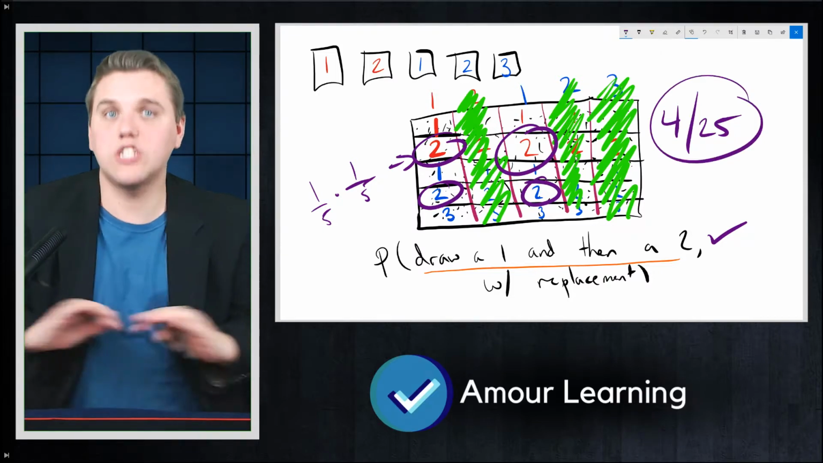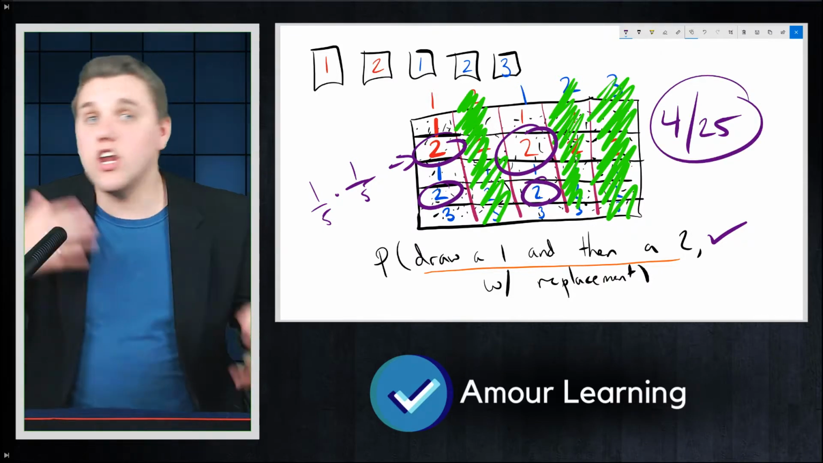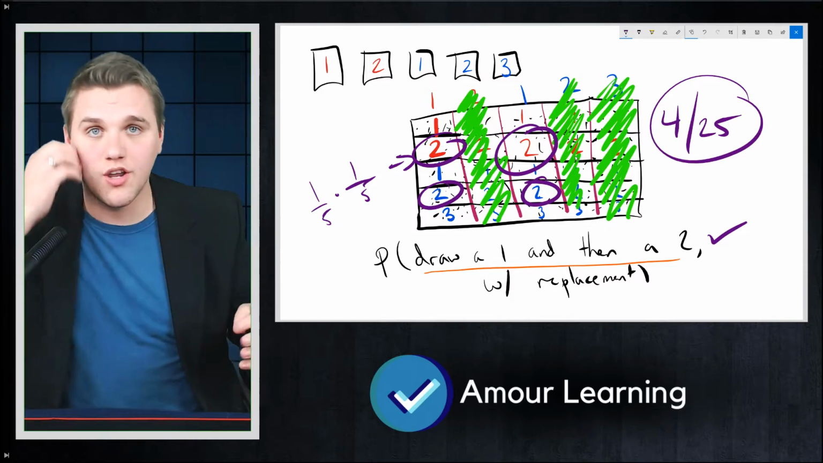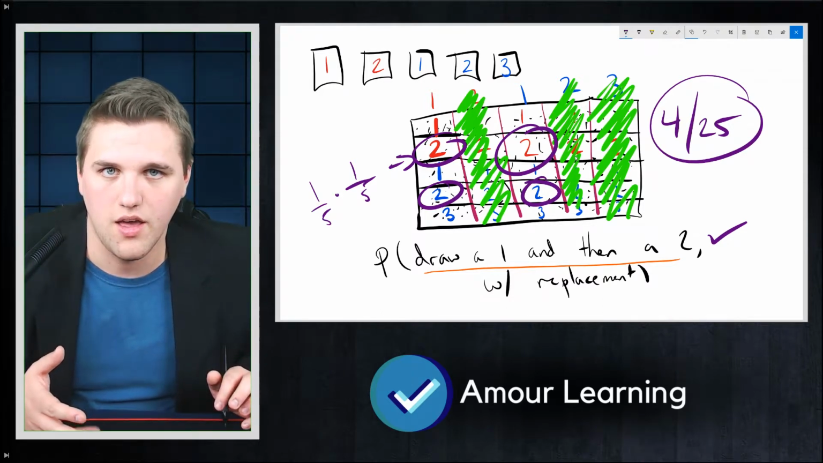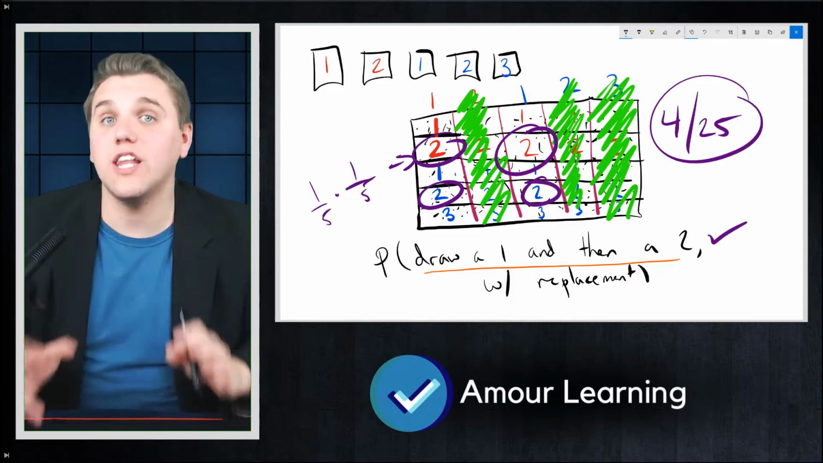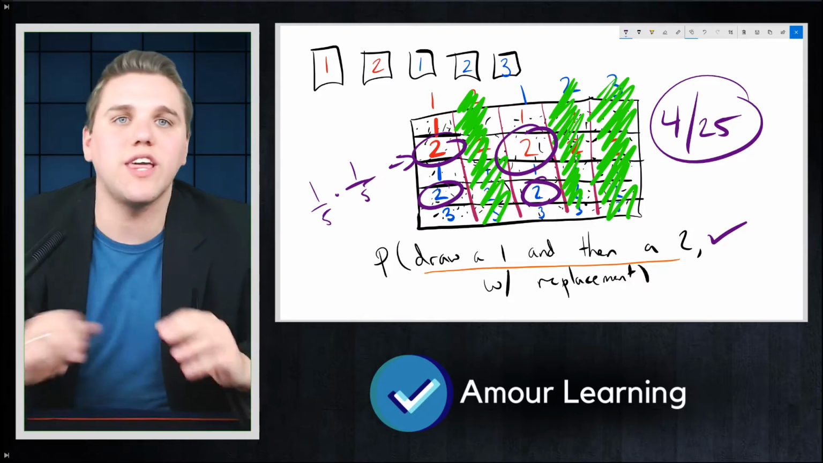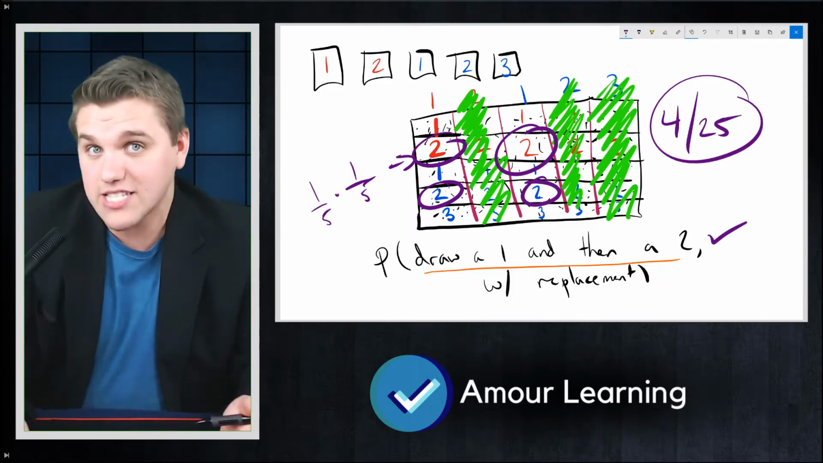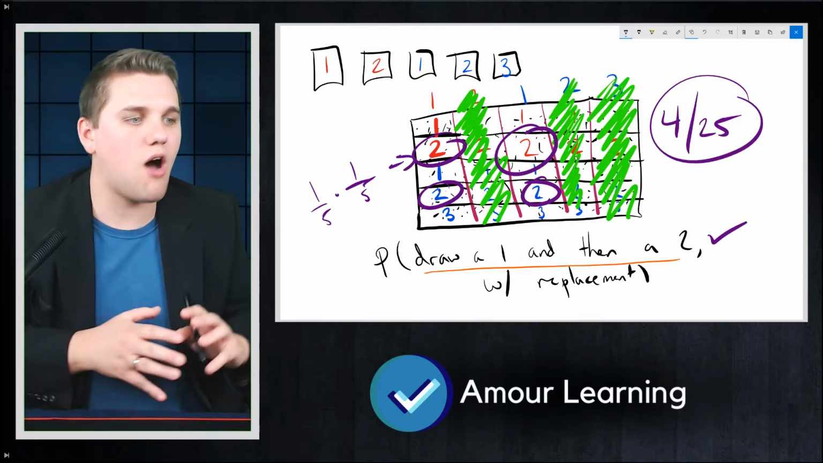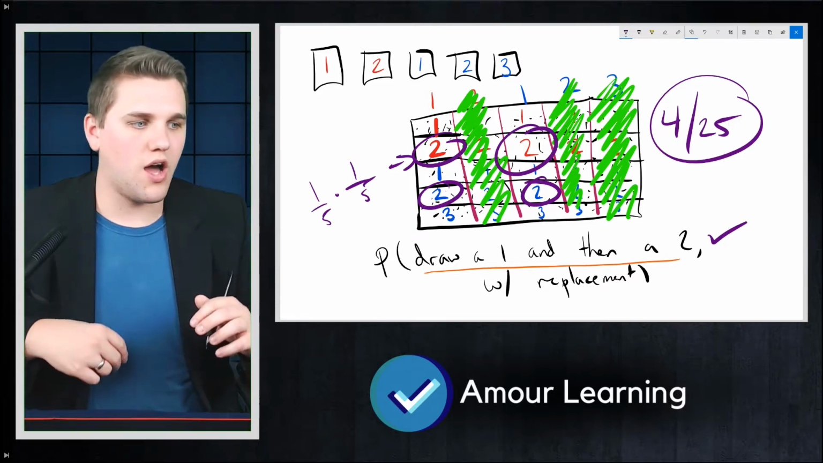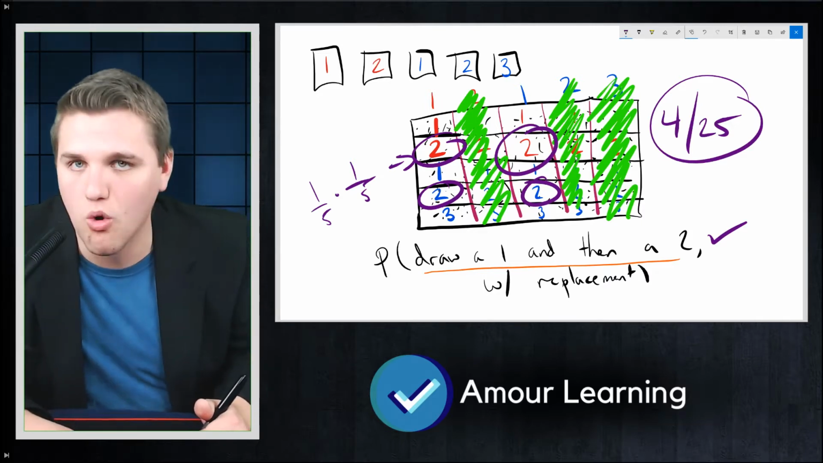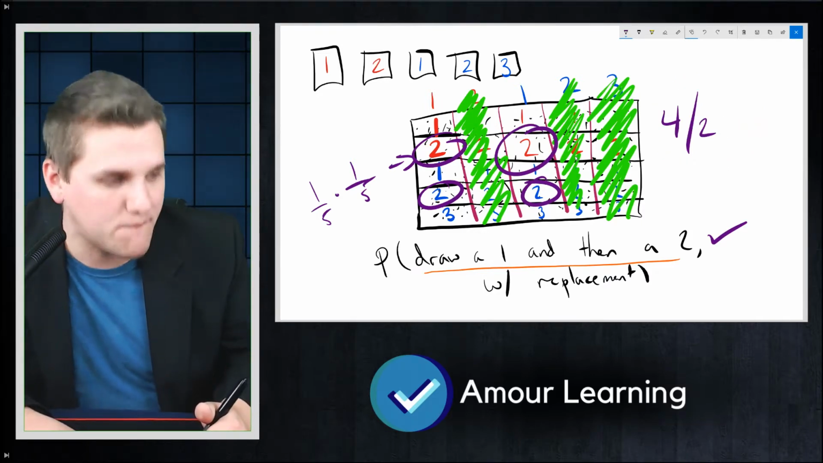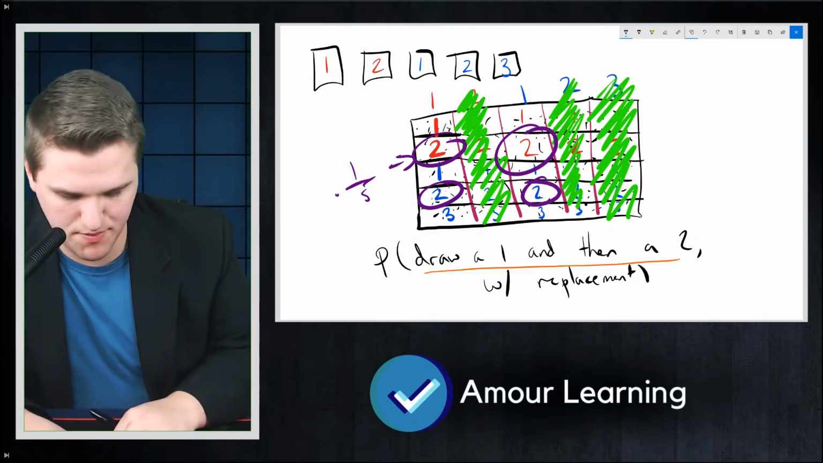And voila, we're done. We don't need to do any multiplication or addition. Everything's already conceptual here. And so this makes probability really easy to compute. And it makes sense because we're trying to figure out what portion of the group drew a 1 and then a 2. Now that being said, let's get into a much more complicated problem.